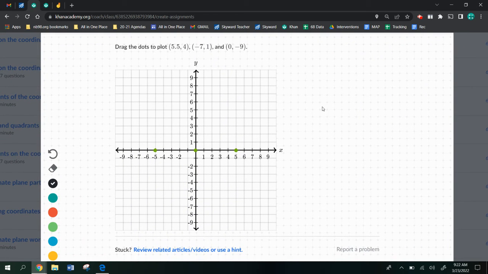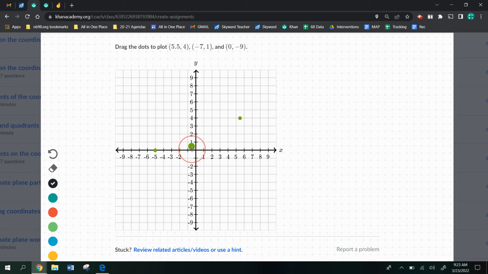Most students did well with this question. There's 3 points. You have to drag and drop them. So the first one, 5.5. So start at 0. Go to the right because it's a positive, 5.5. So 5.5 is halfway between 5 and 6. And then +4. So I'm going up 4.